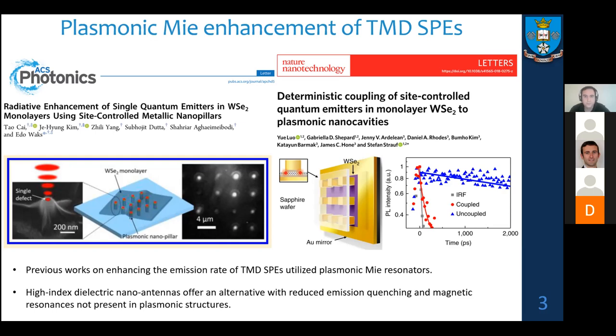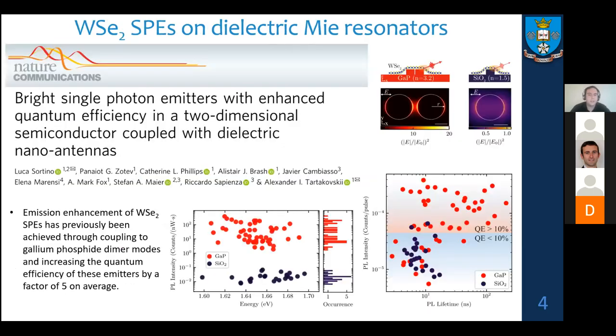So in the past, we've actually shown that we can use dielectric Mie resonators to enhance the quantum efficiency of single photon emitters, specifically in tungsten diselenide again, so in TMD, where we achieved quantum efficiency enhancement by a factor of 5 on average.